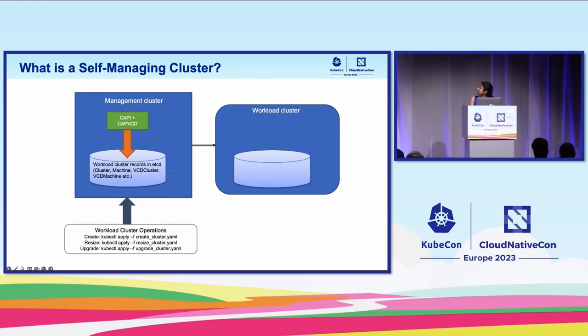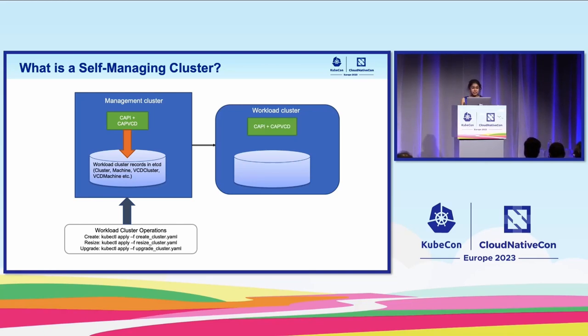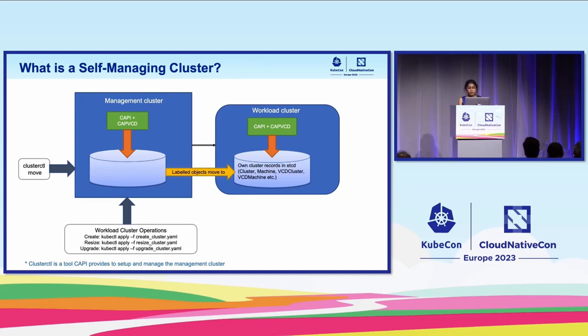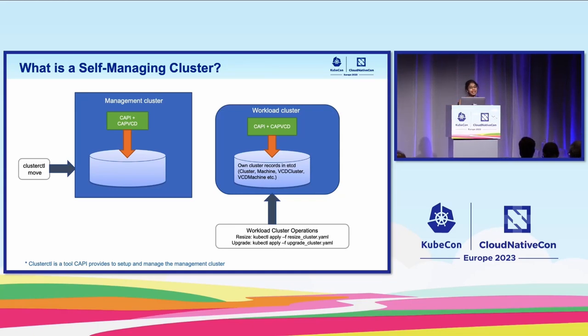Now, in order to make this workload cluster self-managing, we need two steps. Number one, install cluster API in it. And then number two is to move these records from the parent to the child. And for that, we can leverage the clusterctl move command. Once these records are moved from parent to child, the cluster API sitting in the workload cluster can see its own records. And that's what actually makes it operate on itself. That makes it a self-managing cluster at this point, and the parent-to-child relationship is broken. Now the user can directly access this workload cluster to run commands against it to resize, upgrade, and any kind of update operations.